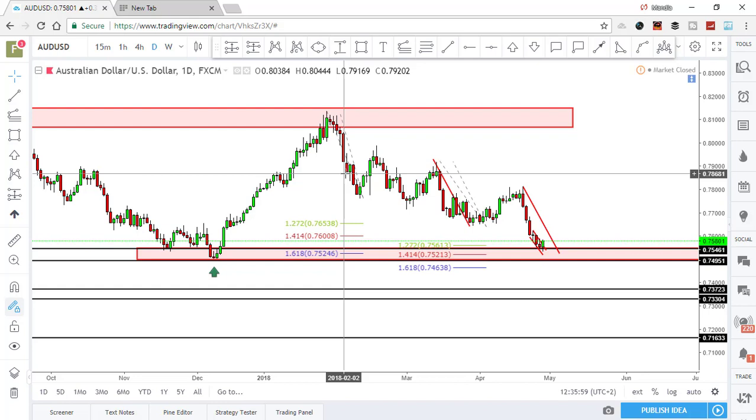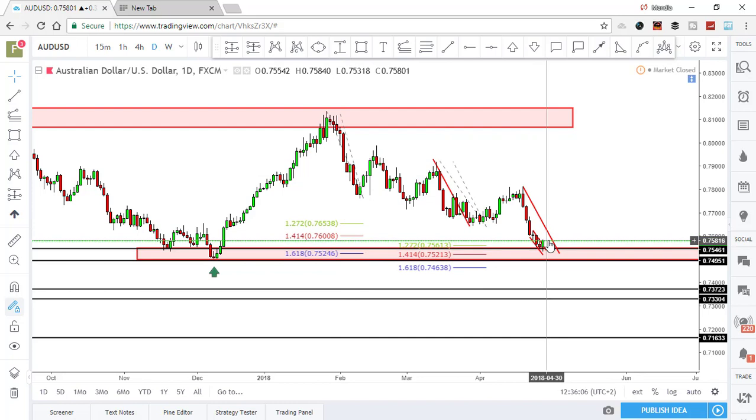But it doesn't mean that whenever we take this trade, it has to give us some type of relief right here, which is a trading opportunity that I'm looking to buy right now. So my trading bias right now is that I'm looking to buy this market in anticipation of a relief, maybe back to these levels at 76.61.